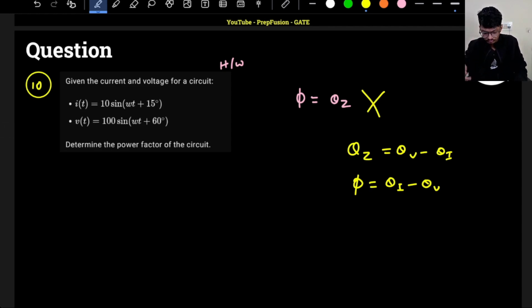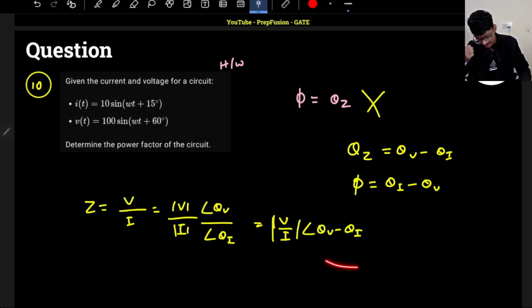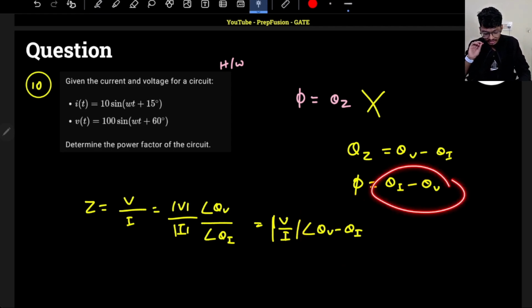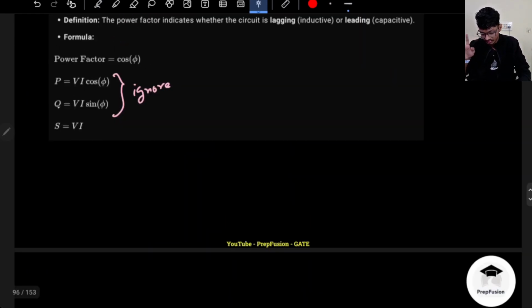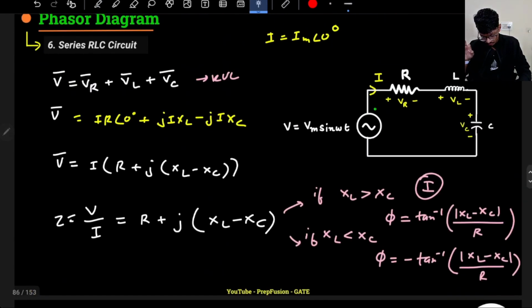How can I prove it? So what is your impedance? Impedance is V upon I, right? So you can write magnitude of V divided by magnitude of I, angle of theta v divided by angle of theta I. So ultimately, the overall value comes out to be magnitude of V by I, angle of theta v minus theta I. That's why the impedance angle is theta v minus theta I, but the power factor angle is well defined. It is defined as the angle difference between the current and voltage. So in the previous lecture, somewhere, I had written both of them are equal. They are not equal.